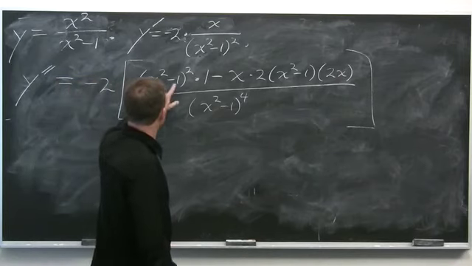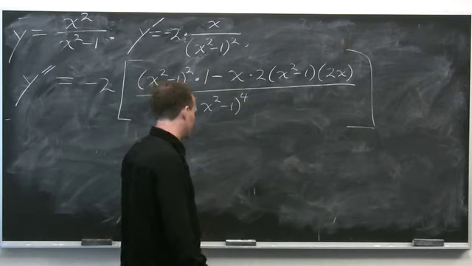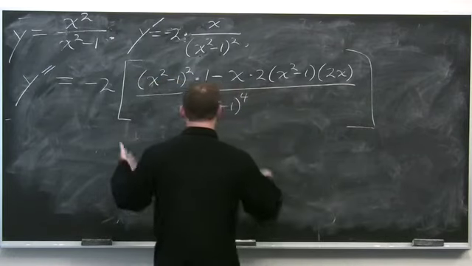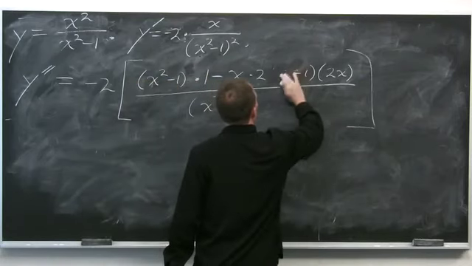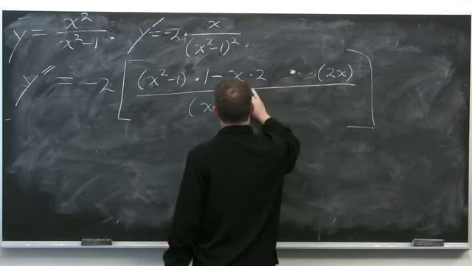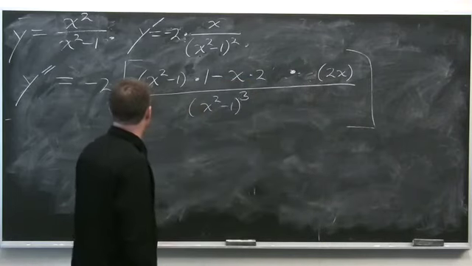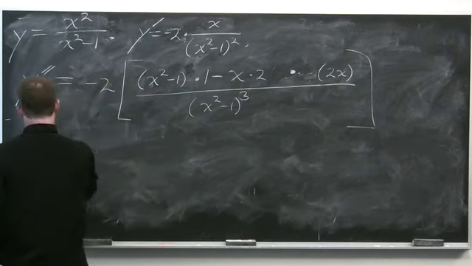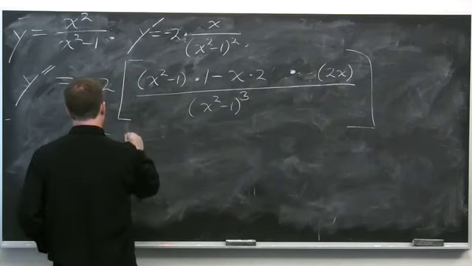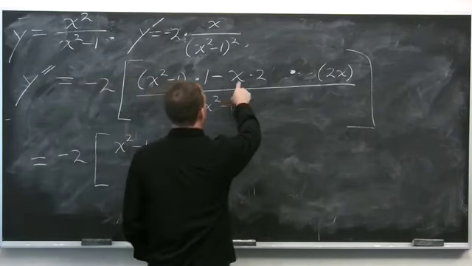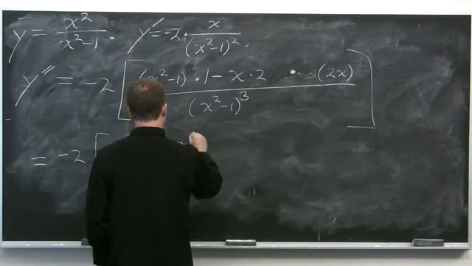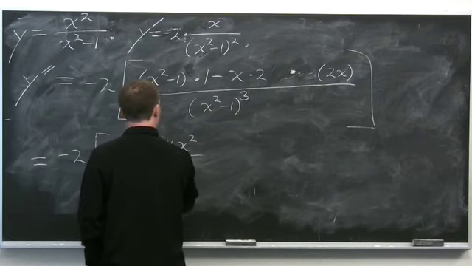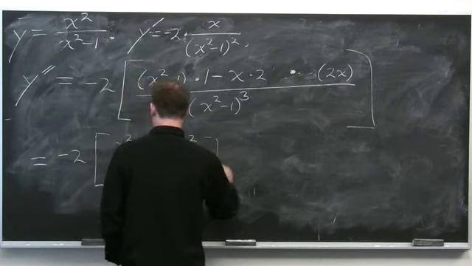One thing you can do is there's an x squared minus 1 here, there's an x squared minus 1 there, and an x squared minus 1 there. So we can certainly divide away 1 power of x squared minus 1. So I'll just make that a 2. This part's gone. Make this a 3. So we get this. Well, that actually did get a lot nicer. This is minus 2 times, we get x squared minus 1, and then minus 2x times 2x, so minus 4x squared, over x squared minus 1 cubed.